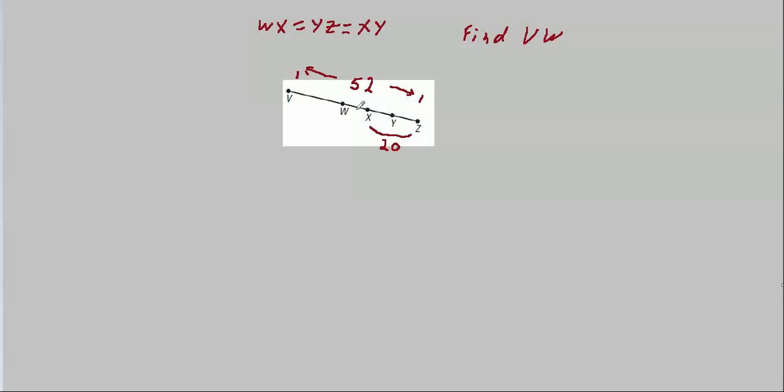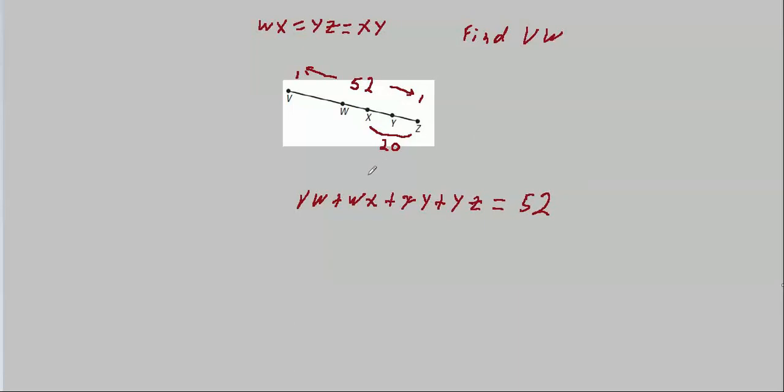So how do we find this part here? Well, the segment addition postulate says VW plus WX plus XY plus YZ all equals, in this case, 52, because we know it equals VZ, and that is given as 52.